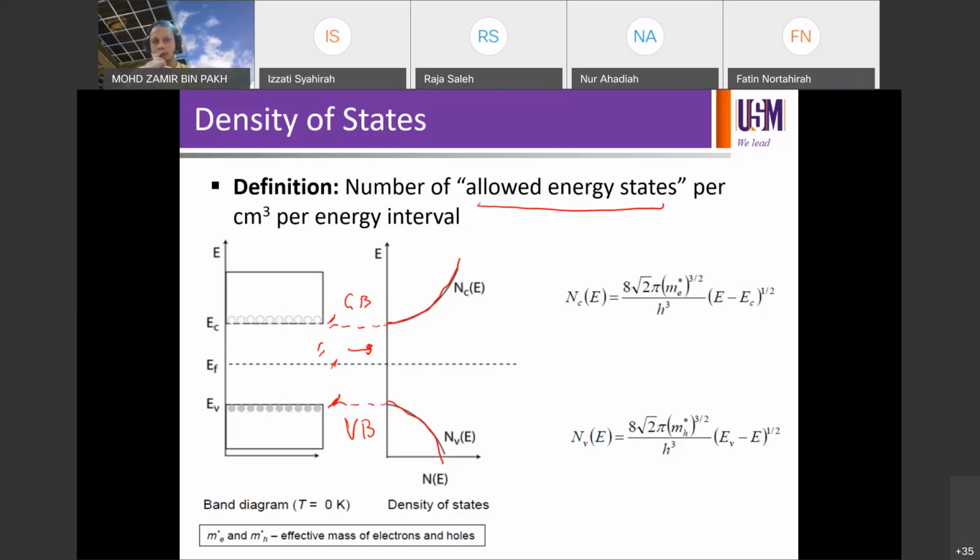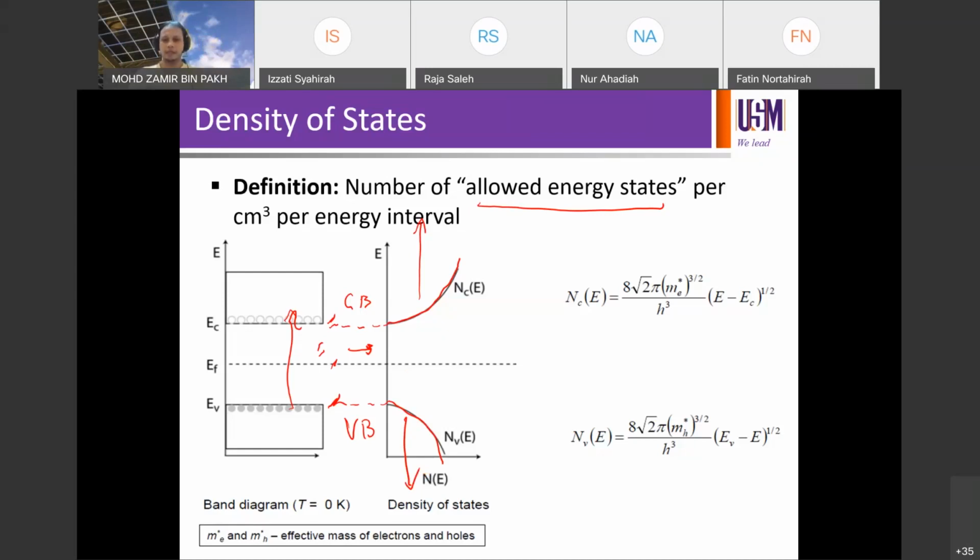So that means when an electron is excited into the conduction band, say originally it's here and then it's excited into the conduction band, we need to know how much space is available, or the number of allowed energy states available per centimeter cube per energy interval. This is how it looks, and it goes infinitely in the vertical direction, going up infinitely for the conduction band, and going down infinitely for the valence band. So going that way and that way at the same time.